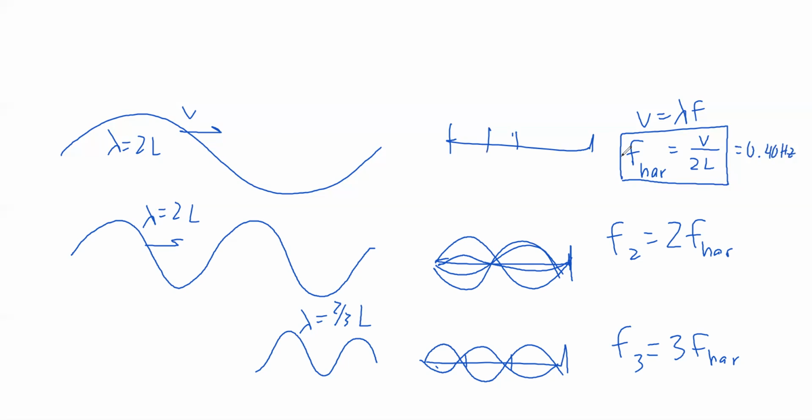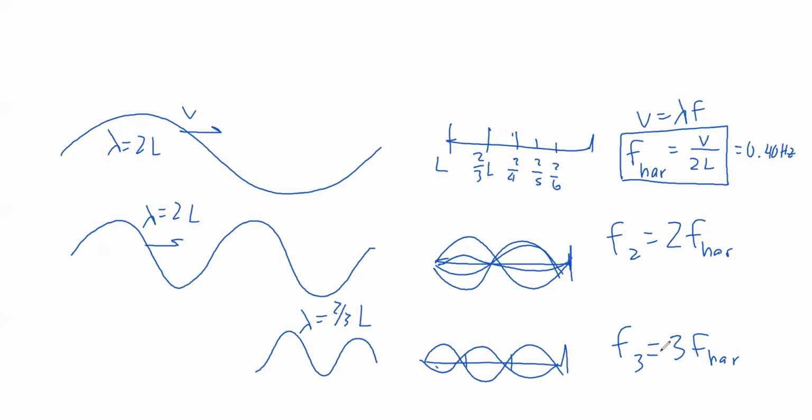So it'd be 2L, and then L, and then 2/3 L, and then the next one would be 2/4 L, and then 2/5 L, and then 2/6 L, and that's how the wavelengths decrease. So the wavelengths are a decreasing sequence that goes like 1 over n, basically.